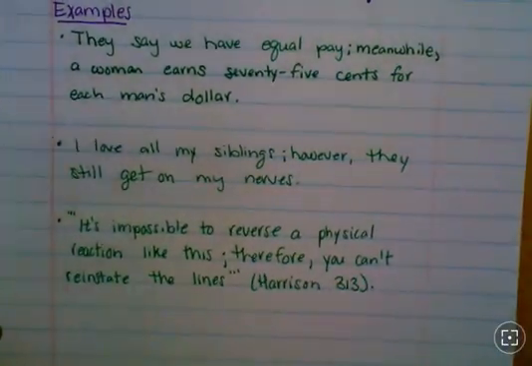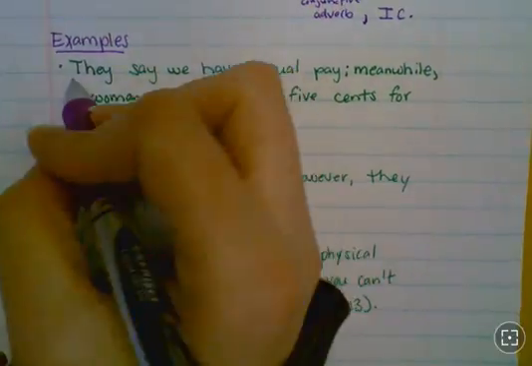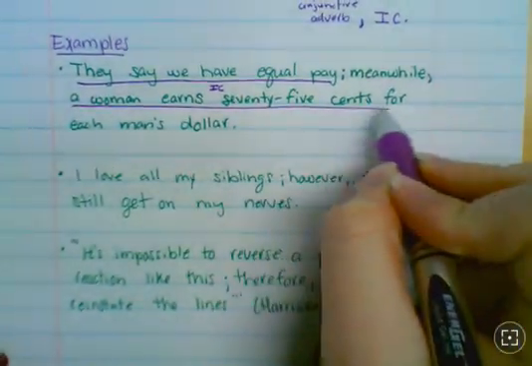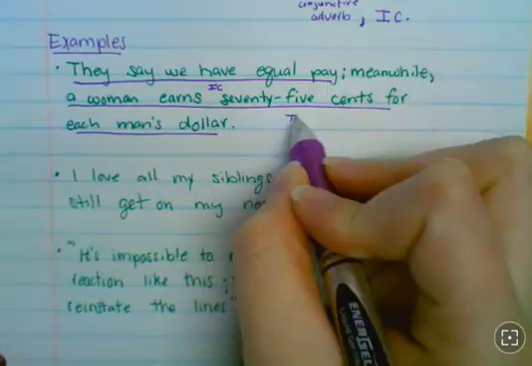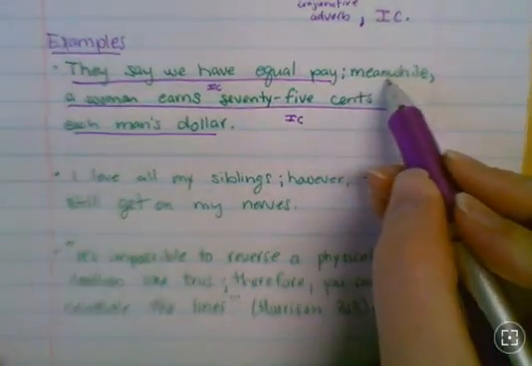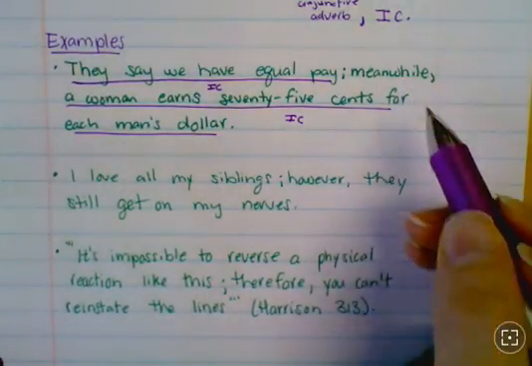All right. "We have equal pay"; meanwhile, "a woman earns 75 cents for each man's dollar." So "we have equal pay" is an independent clause. "A woman earns 75 cents for each man's dollar" is the second independent clause. They are joined by a semicolon, the conjunctive adverb, and a comma. And the conjunctive adverb in this case is meanwhile.